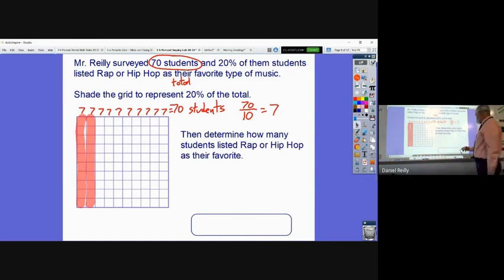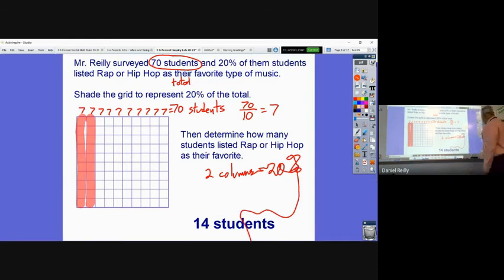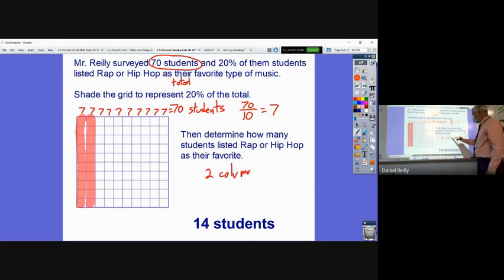So 14 students. 2 columns equals 20% and also equals 14 students. So 20% is 14 students. That's how you use the model to find the percent of a number, okay? So that's it. You have 4 IXL assignments. All of them use these models, the strip models and the grid models.